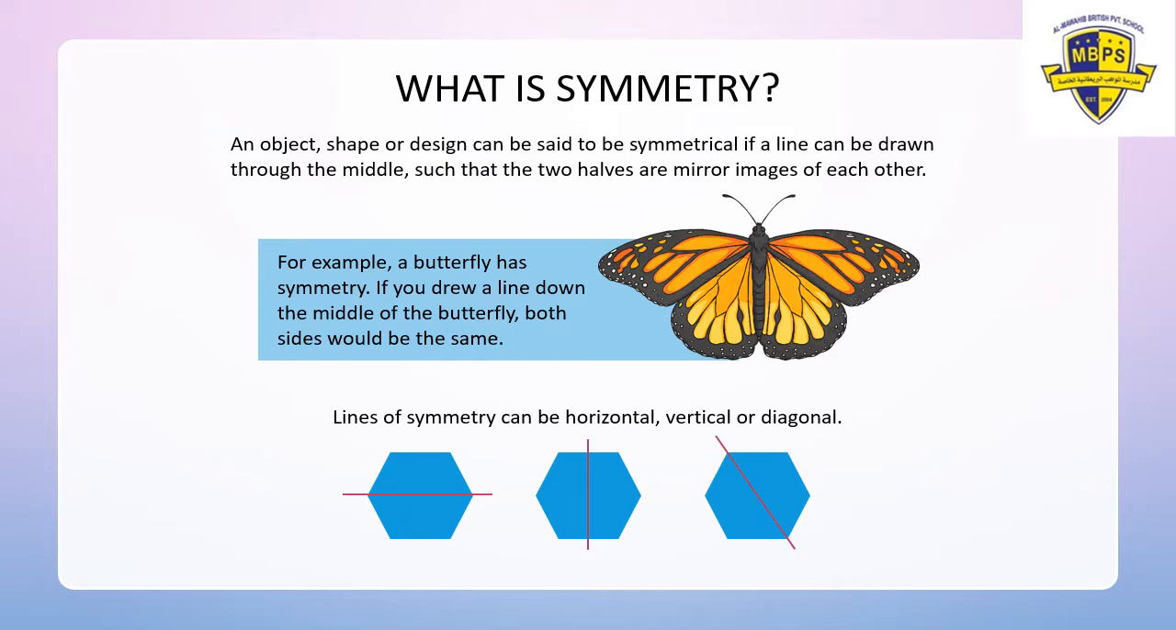Now, the lines of symmetry can be horizontal, it can be vertical, and it can be diagonal. In any way you can draw the line of symmetry. You can draw it horizontally, you can draw it vertically, or you can draw it diagonally.